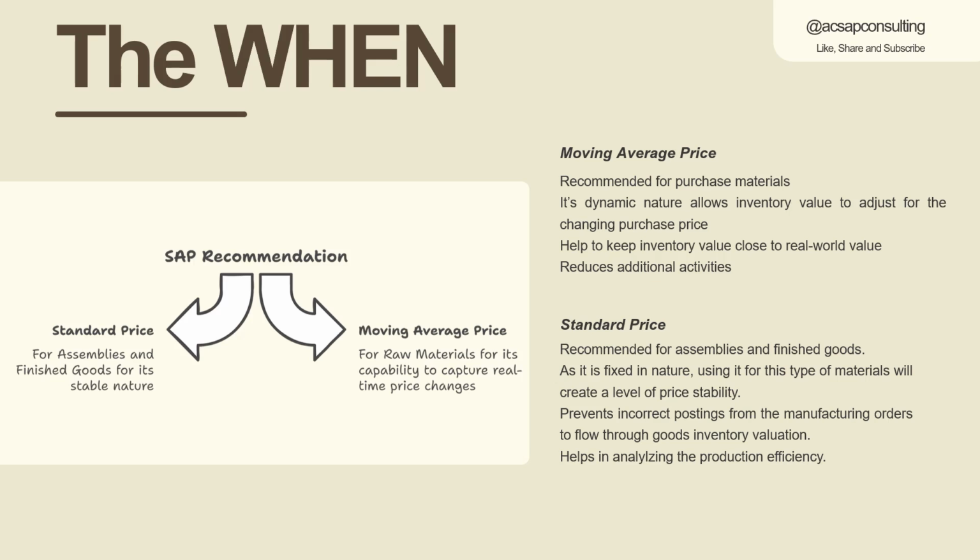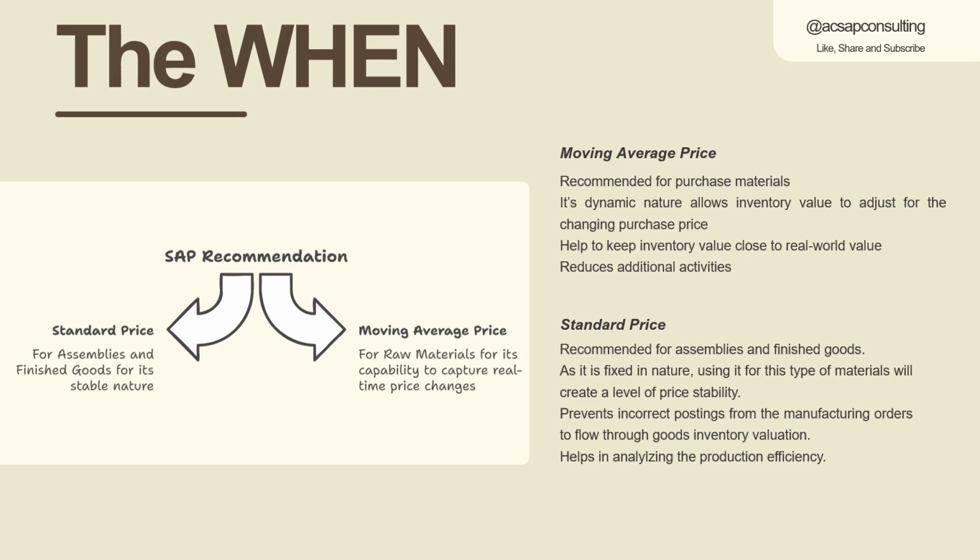As we know, with moving average price, there is no concept of variance. If there is any difference between the moving average price and the price at which the material is being procured, that difference will be absorbed into the inventory. So you cannot exactly differentiate or monitor the variances in the purchase process. By using a standard price, the differences will go to a purchase price variance account. So that account will give us a track of the purchase variances happening on that material. That is the reason many US companies tend to go with standard price even for raw materials.